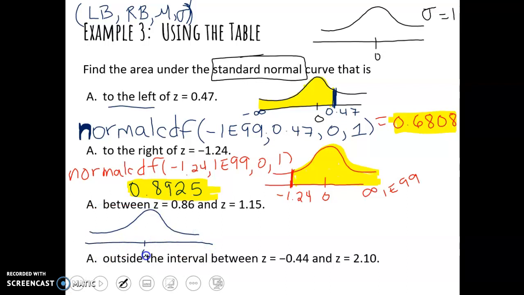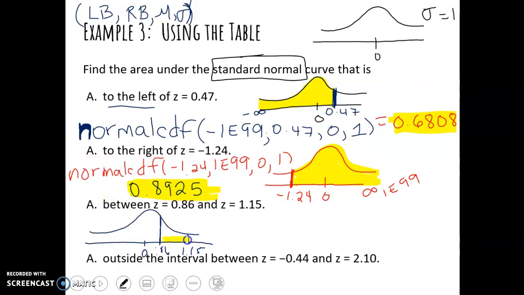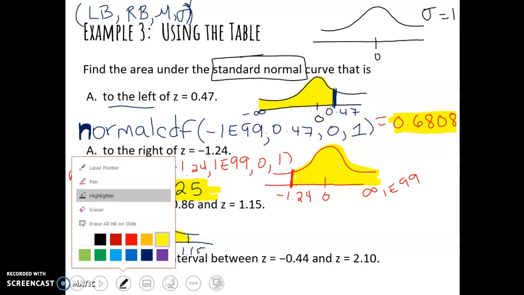All right, so now we're going to find the area between 0.86 and 1.15. So 0 is in the middle. 0.86 is positive, so I'm going to put it right here, 0.86, and then I'm going to draw a boundary there, and then we're just going to say 1.15 is here. Again, it's not perfect, but this is the area that we're looking for. What I like about this kind of problem is that you don't have to worry about infinity being your boundary.